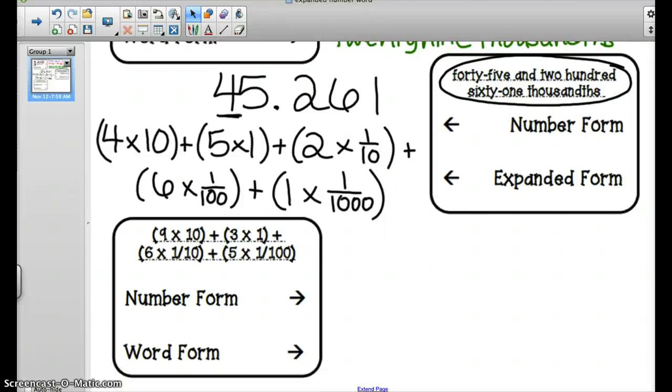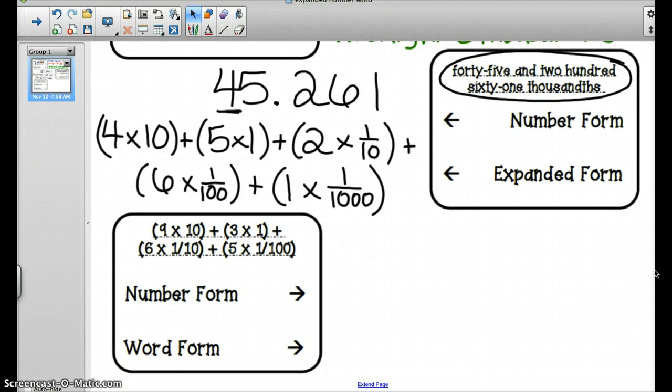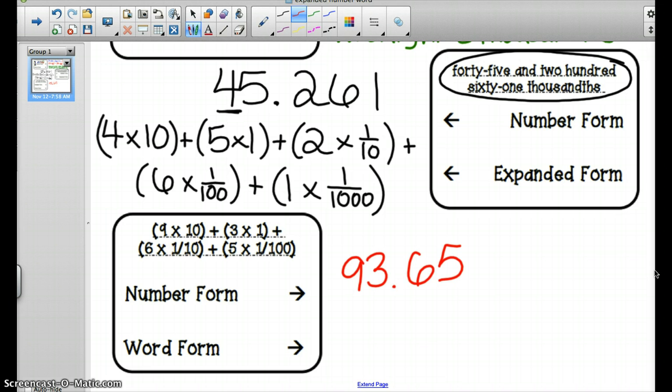Let's look at the last example. What form did they give it to us in? What form is that, Emma? Expanded, so we need to make it in numbers and words. Who can shrink up that expanded form for me into numbers? Sage. 93, and then put a decimal point, and then 65. Perfect. So 93.65. But that's not how we say numbers. Who can now read this to us so that we can write it in words?